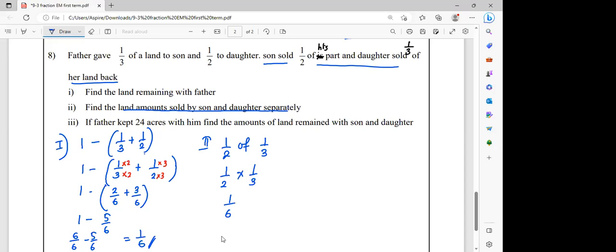The son. Then the daughter. It is 1/3 of the 1/2, because the daughter received 1/2. Then 1/3 multiplied by 1/2, that means 1/6 has been sold.